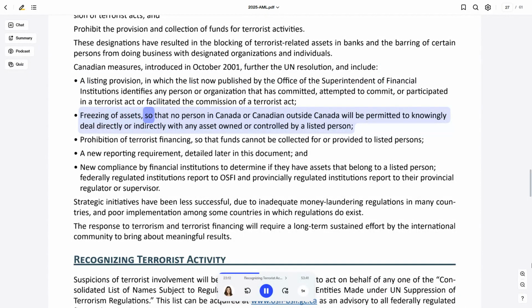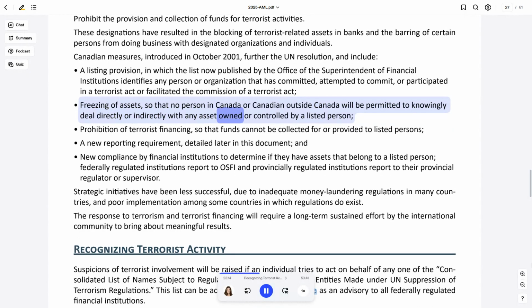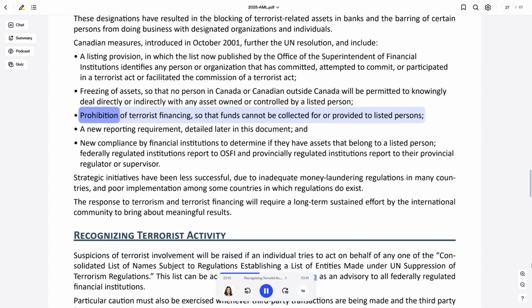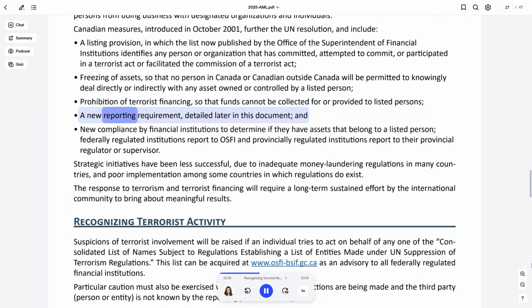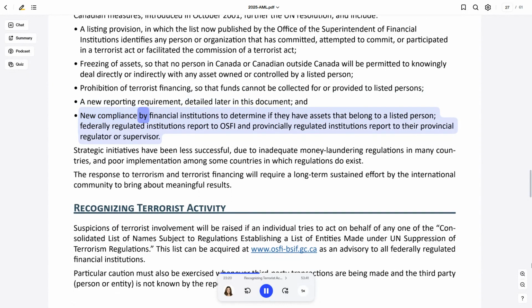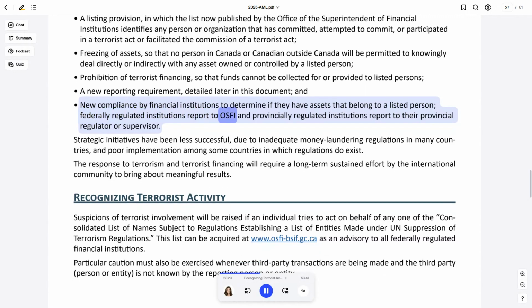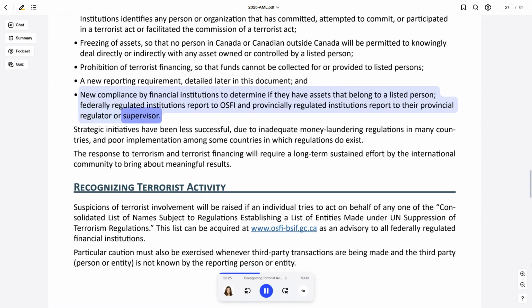Freezing of assets, so that no person in Canada or Canadian outside Canada will be permitted to knowingly deal directly or indirectly with any asset owned or controlled by a listed person. Prohibition of terrorist financing, so that funds cannot be collected for or provided to listed persons. A new reporting requirement, detailed later in this document, and new compliance by financial institutions to determine if they have assets that belong to a listed person. Federally regulated institutions report to OSFI, and provincially regulated institutions report to their provincial regulator or supervisor.